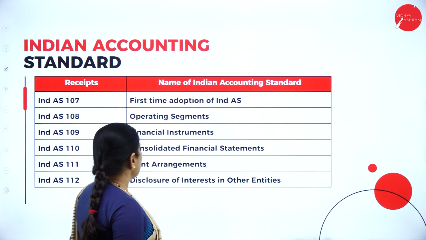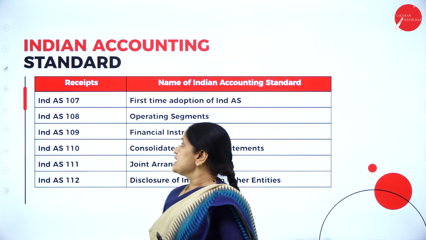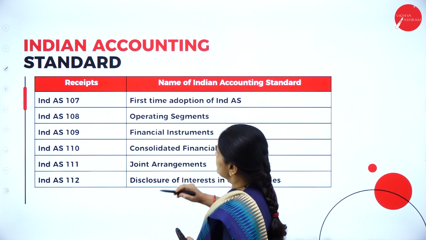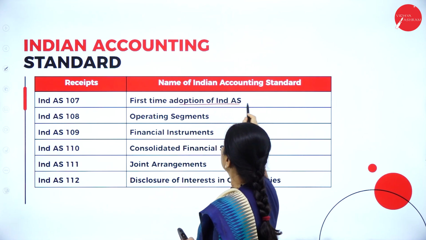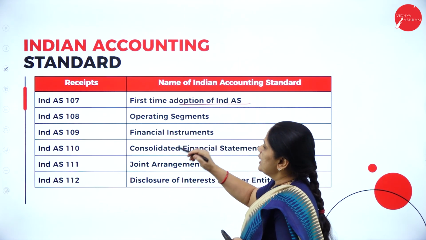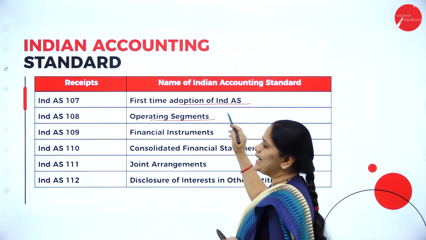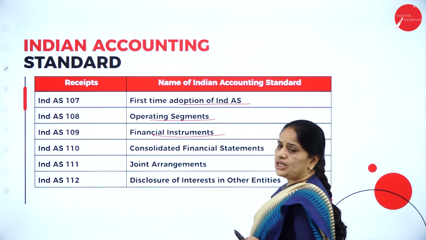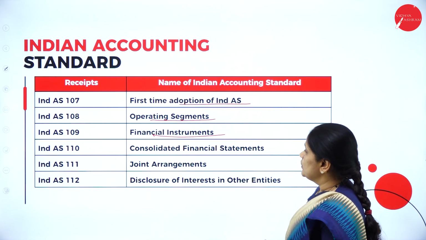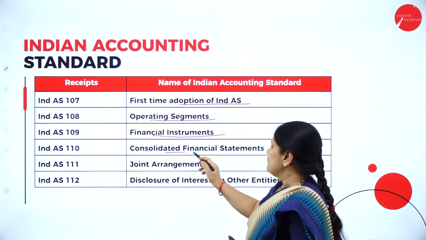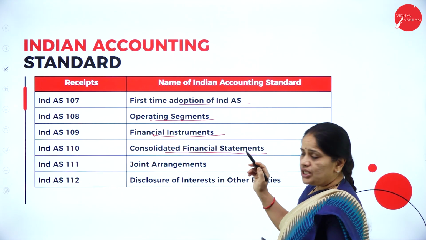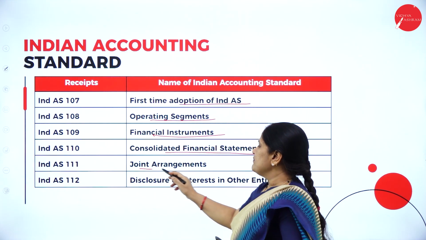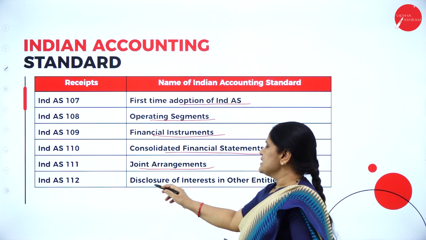Then the next one is 107, where we have the financial instruments disclosures. Then in 108 we have the operating segments. Then in 109 we have the financial instruments, whatever can be used. Then 110 we have the consolidated financial statements. 111 we have the joint arrangements.